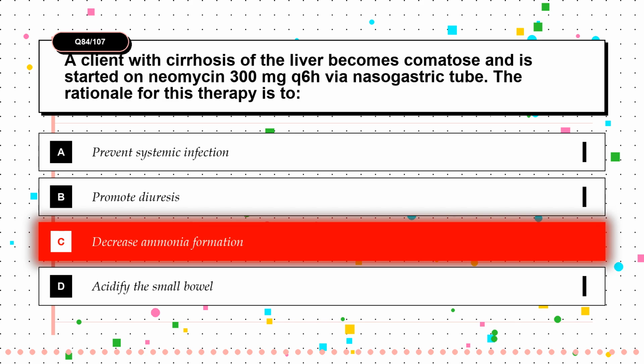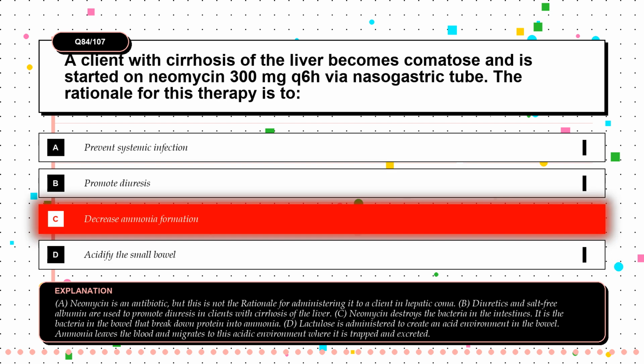The correct answer is option C, decrease ammonia formation. A. Neomycin is an antibiotic, but this is not the rationale for administering it to a client in hepatic coma. B. Diuretics and salt-free albumin are used to promote diuresis in clients with cirrhosis of the liver. C. Neomycin destroys the bacteria in the intestines. It is the bacteria in the bowel that break down protein into ammonia. D. Lactulose is administered to create an acid environment in the bowel. Ammonia leaves the blood and migrates to this acidic environment where it is trapped and excreted.